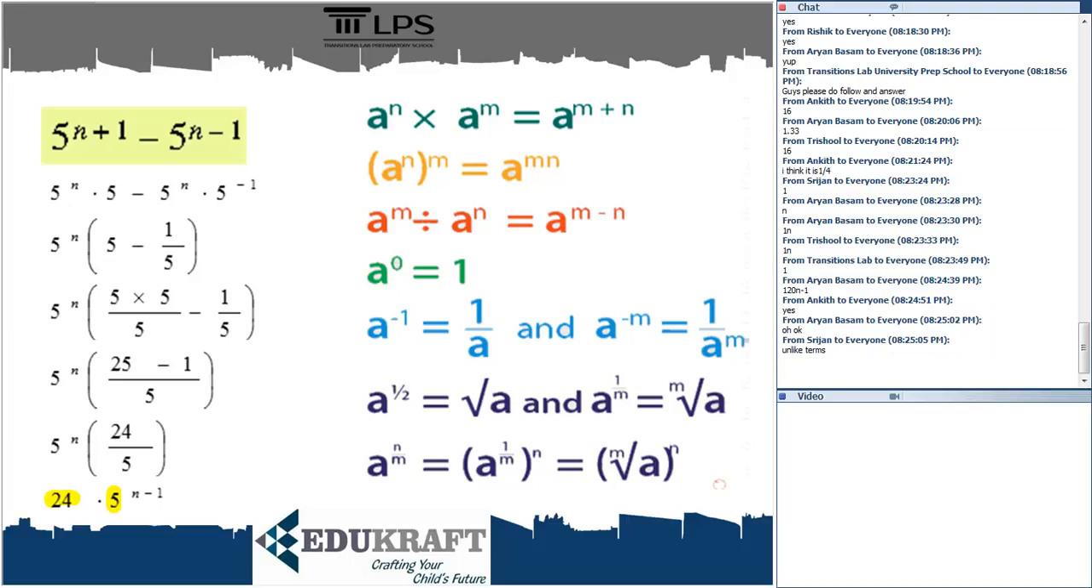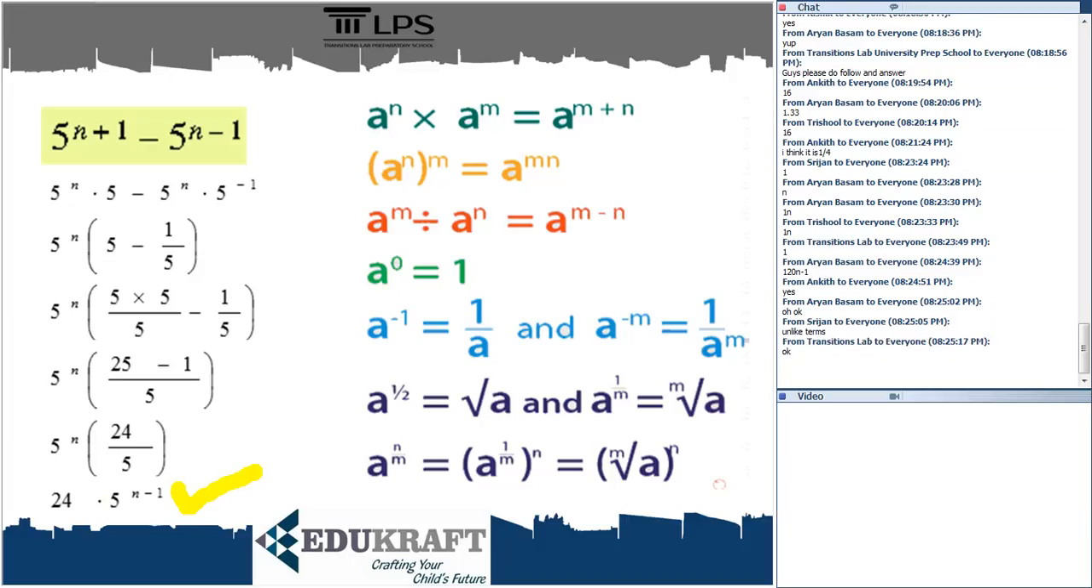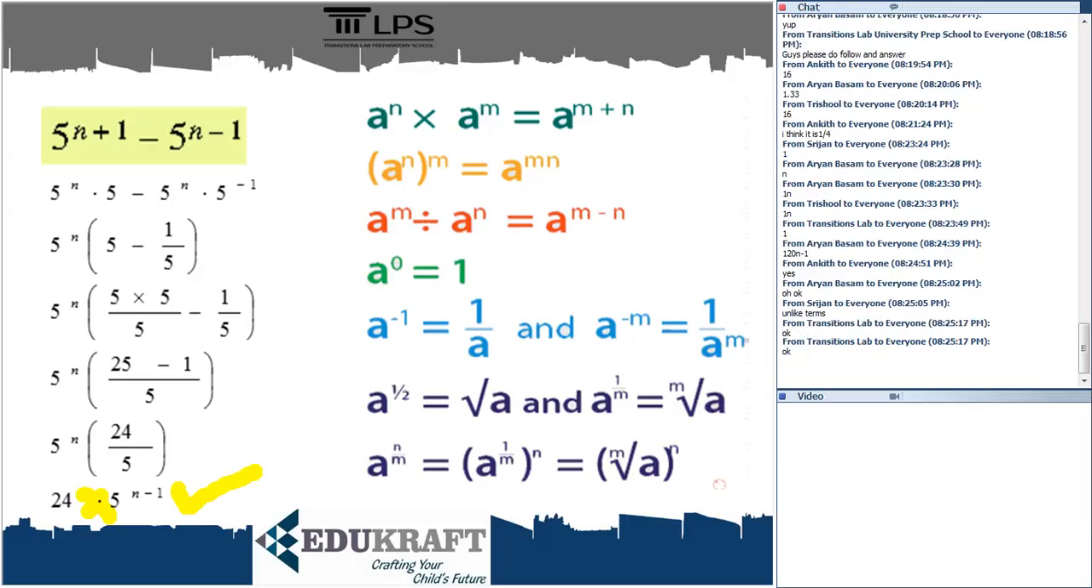Your final answer has to be what appears on the screen like this. You can write the multiplication sign if you want instead of the dot. That is all right. But you can't multiply the two terms.